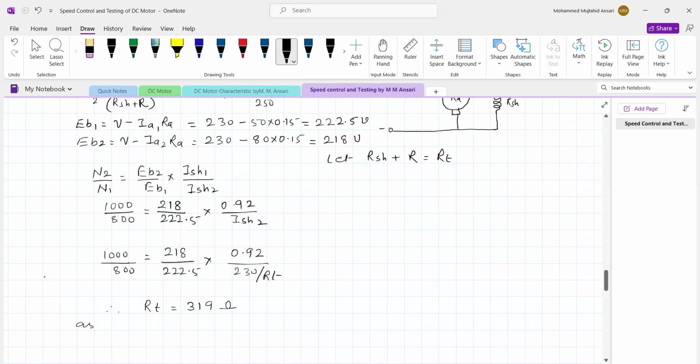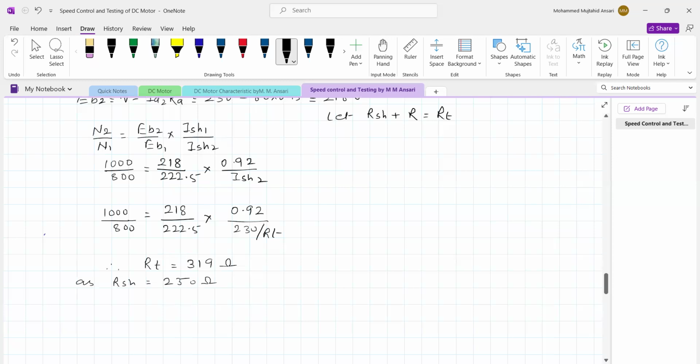As shunt field resistance RSH is equal to 250 ohm, therefore, the external resistance R is equal to 319 minus 250 equals 69 ohms. So this is the resistance to be added in series with the shunt field winding to obtain the required speed.